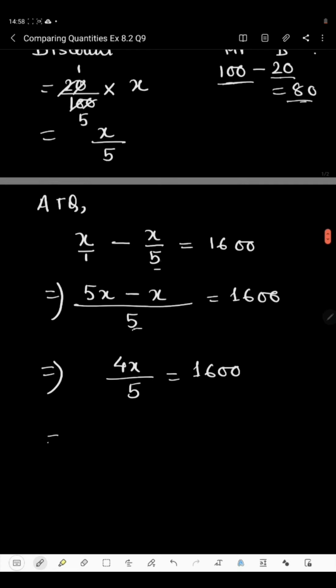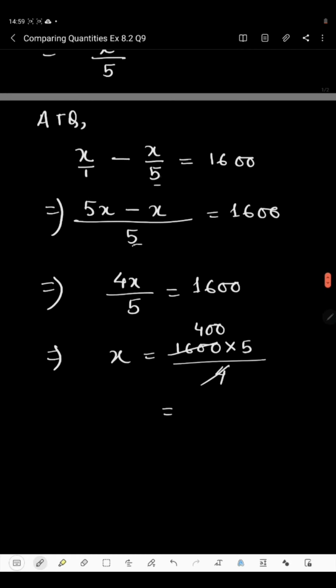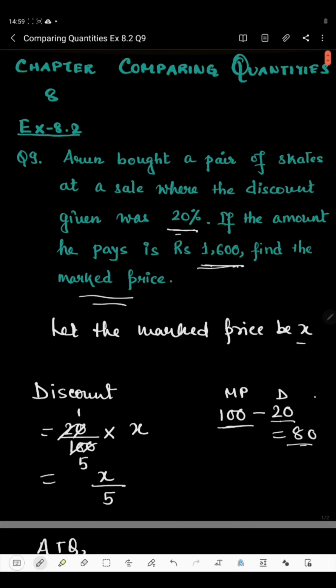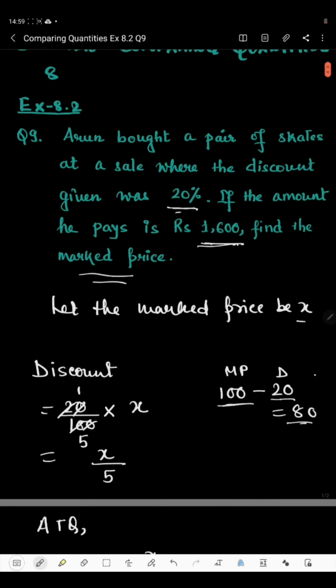Now what will be the value of x? See here, 4 by 5 is multiplied by x. So after going to the other side, it will be the reciprocal because we are dividing. So 4 by 5 will be 5 by 4. It will be just the reciprocal. So 4 ones are 4, 4 fours are 16, and 2 zeros. So 4 fives are 20 and 2 zeros. So it's 2000 rupees. So that means what was the original price or mark price?